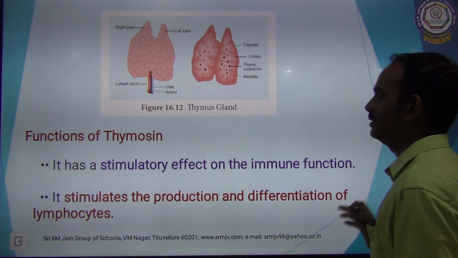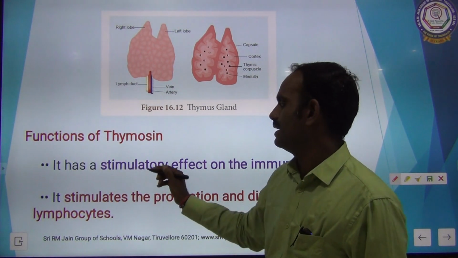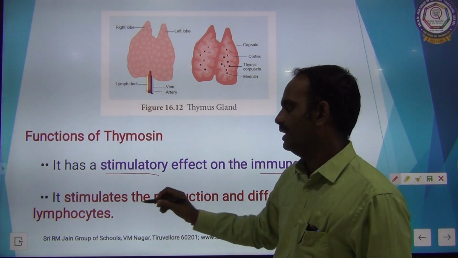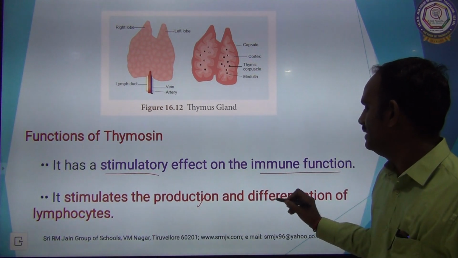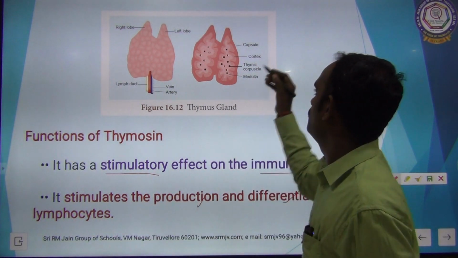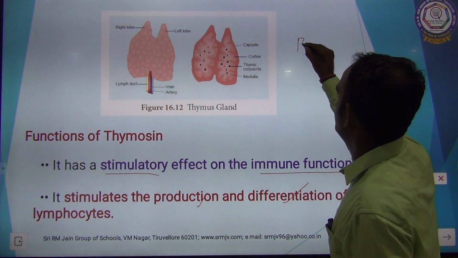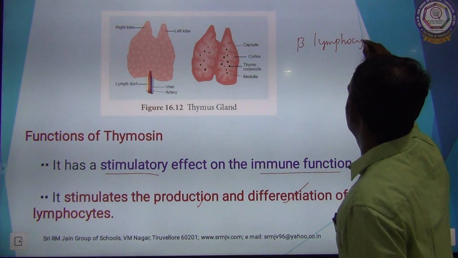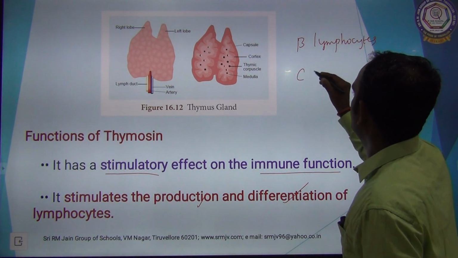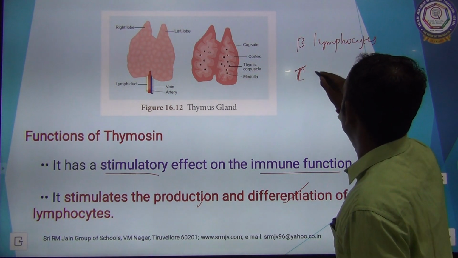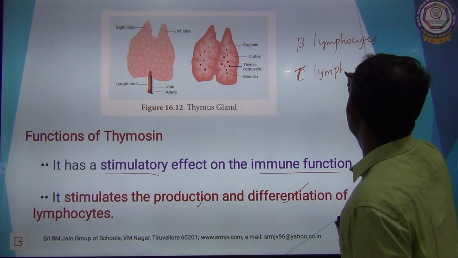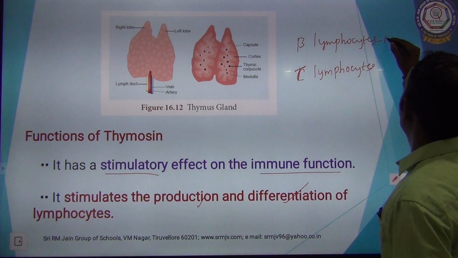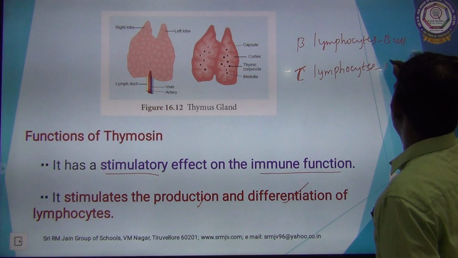Functions of thymosin. It has a stimulatory effect on the immune function. It stimulates the production and differentiation of lymphocytes. Lymphocytes are of 2 types, that is B lymphocytes, another one is T lymphocytes. B lymphocytes are also called B cells, and this is called T cells.